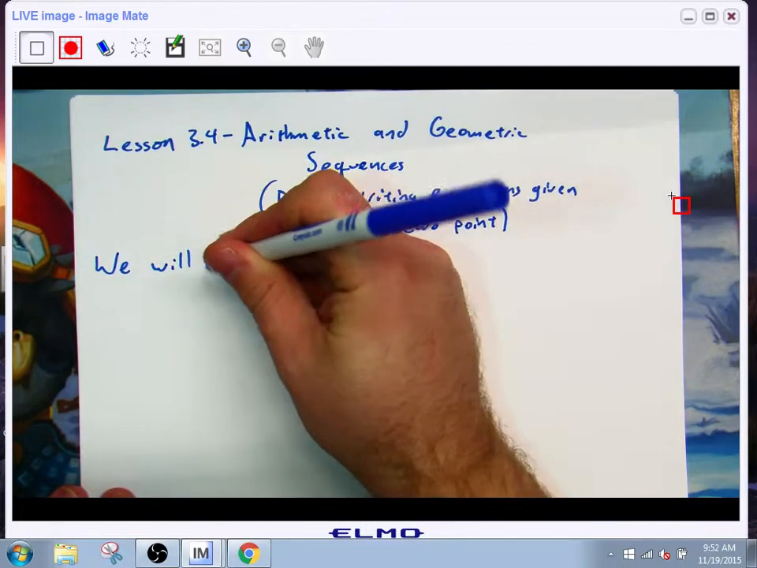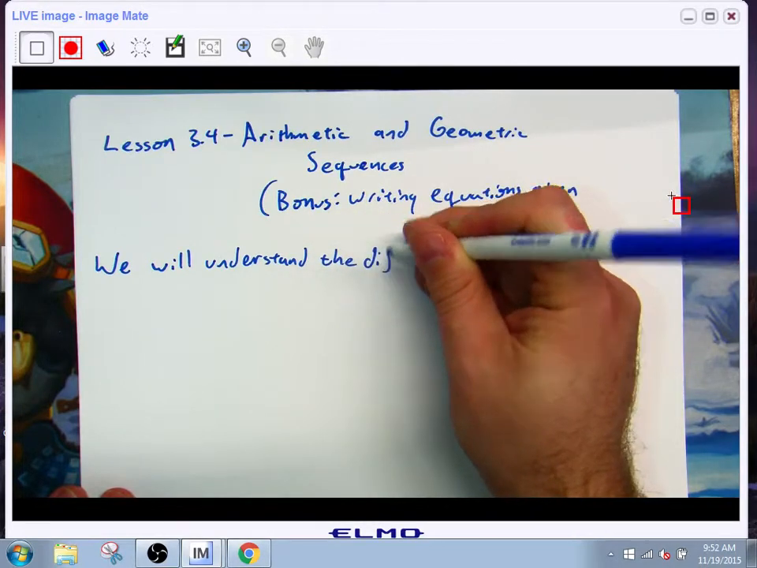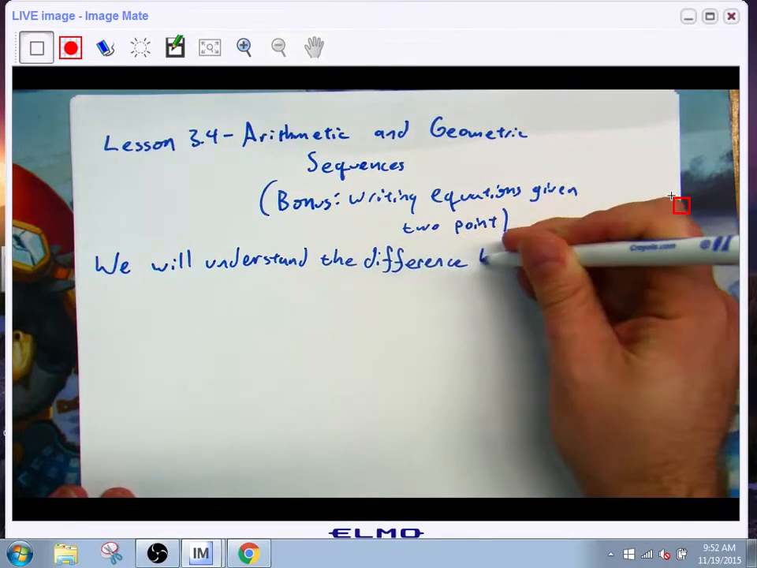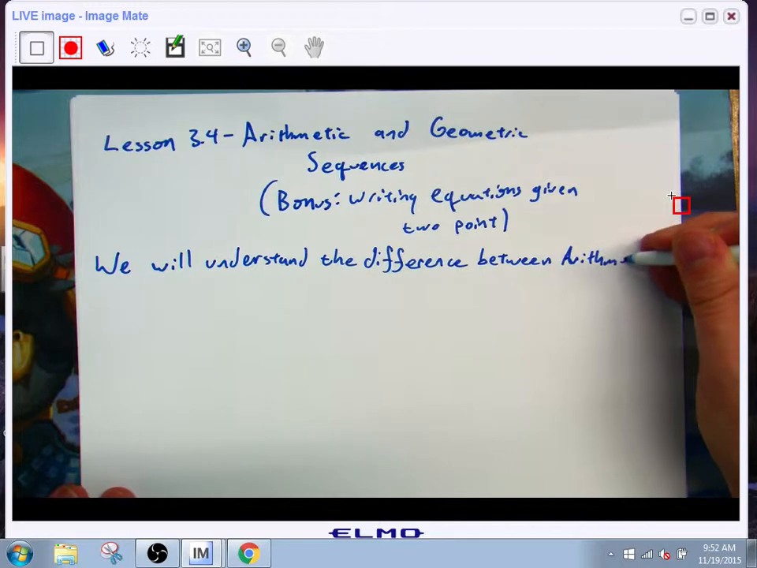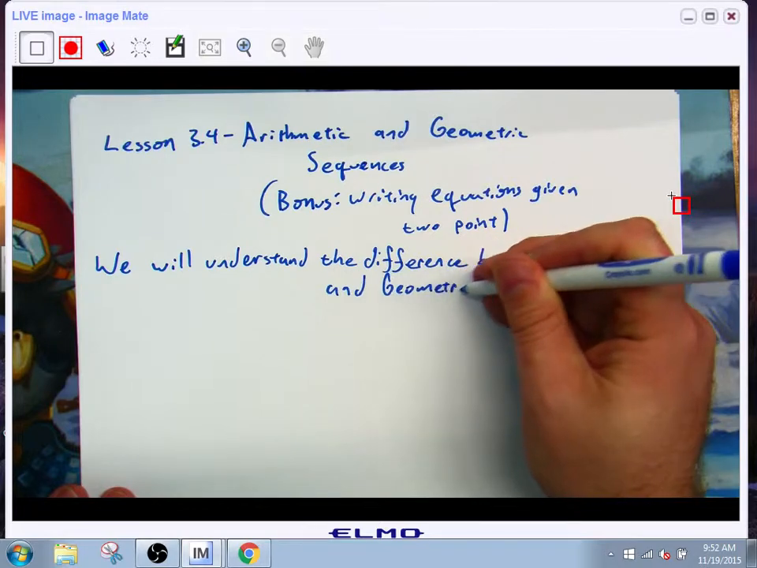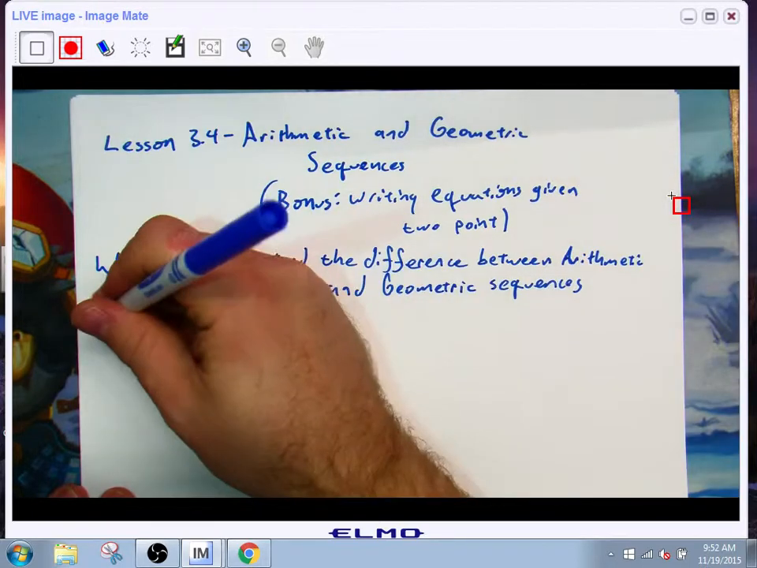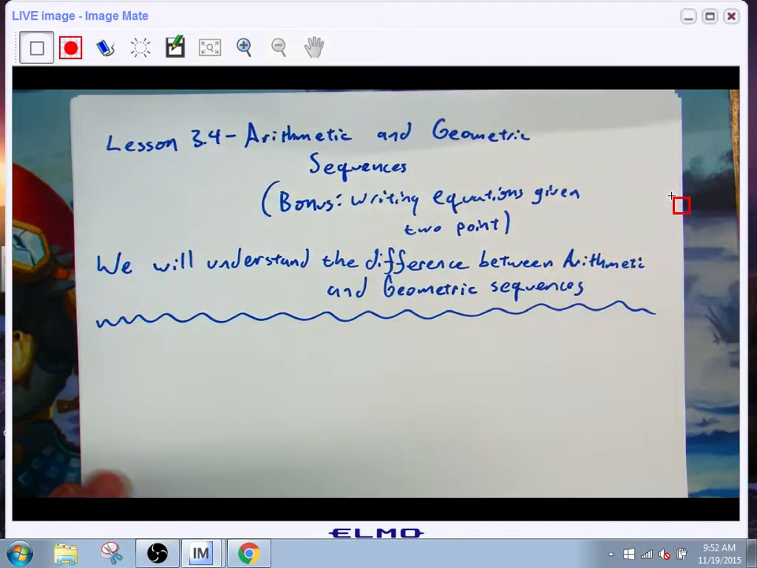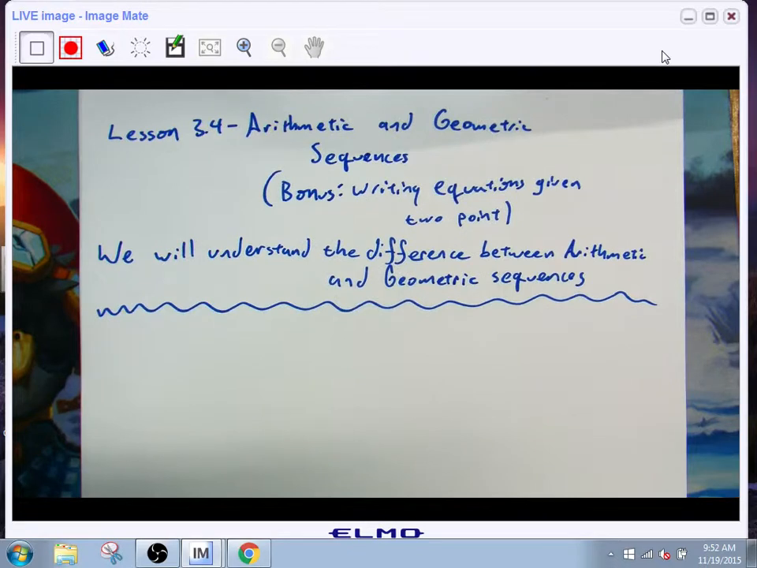We will understand the difference between arithmetic and geometric sequences. So, arithmetic and geometric are just names for things that we've already done to this point, but it's important to know what things are called so that we can figure out exactly how they behave.